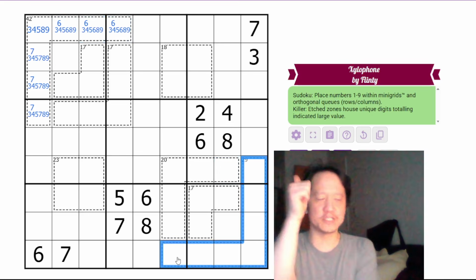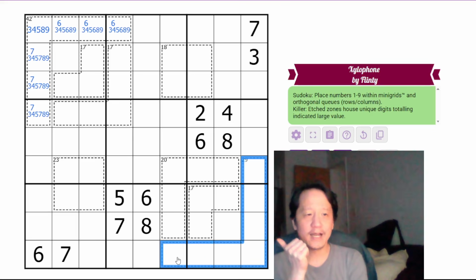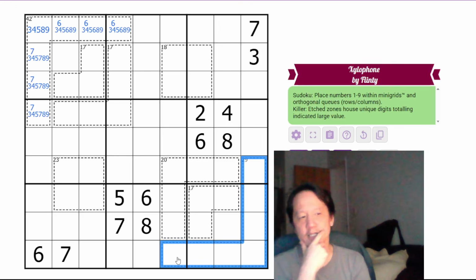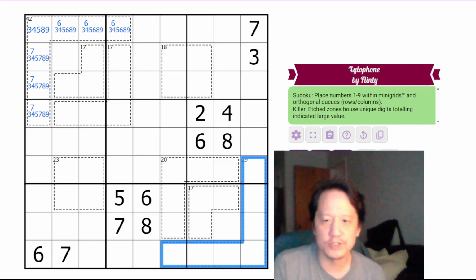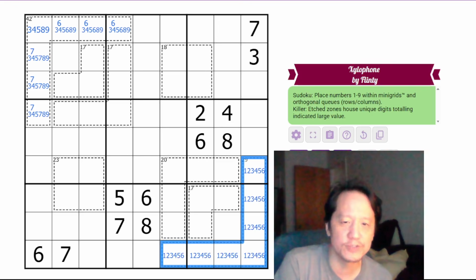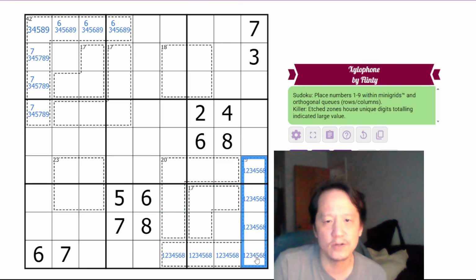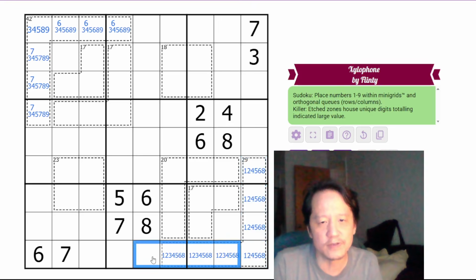29, 7 unique digits adding up to 29 have to be 1 through 6, and then 8, because 1 through 7 adds up to 28. To get to 29, you can only increase one single digit by 1. And if you increase 1 through 6, that will necessarily have a repeat in the cage. So that's why it's 1 through 6, and then 8. So this cannot have 3 here. So 3 is guaranteed to be one of these cells.